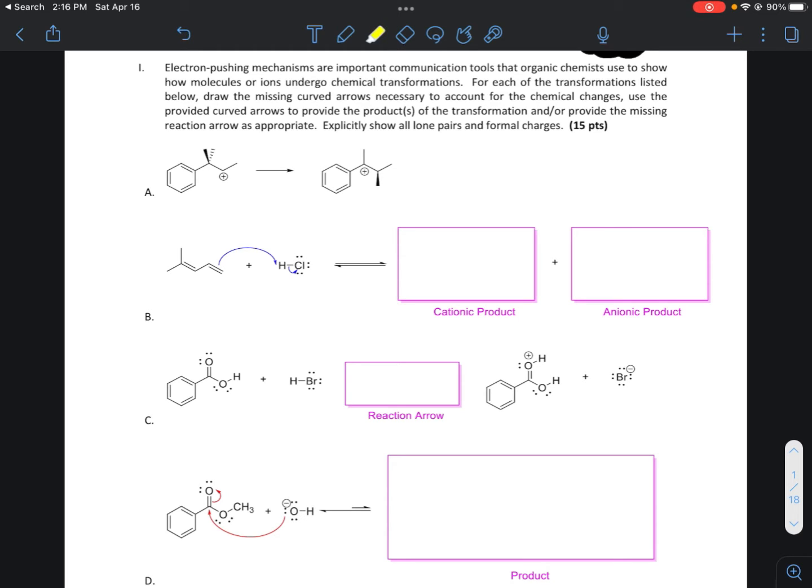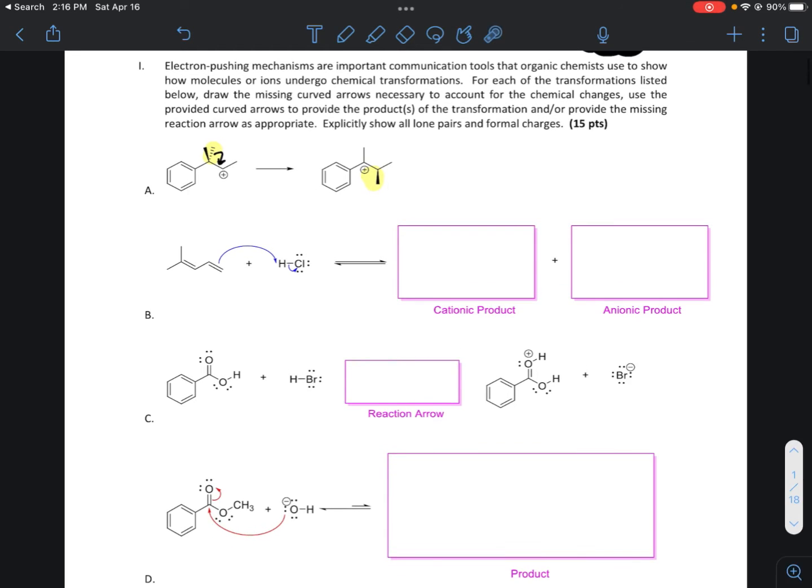Looking at A, it seems like one of the methyl groups basically migrated. So what we will do is move this methyl group over here. This is called a methyl shift. There's a hydride shift, which is like a hydrogen shift, but there's also a methyl shift. By moving this methyl group over, this carbon now becomes a positive charge, which is what we see over here. So that's pretty much all you need to do for A.